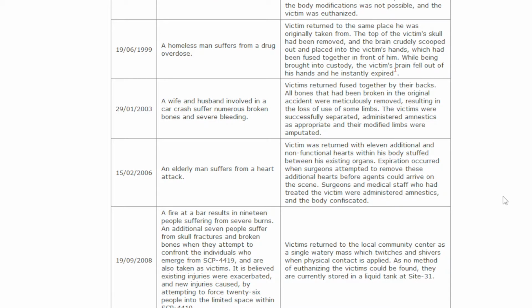A man suffers a heart attack. A victim was returned with 11 additional non-functional hearts, which his body stuffed between the existing organs. Expiration occurred when surgeons attempted to remove the additional hearts before agents could arrive on the scene. Surgeons and medical staff who had treated the victim were administered amnestics and the body was confiscated.